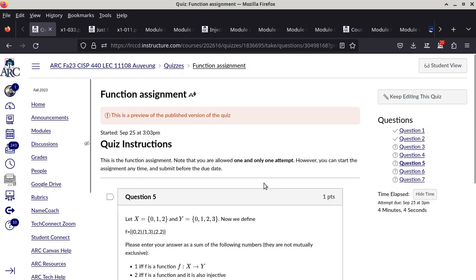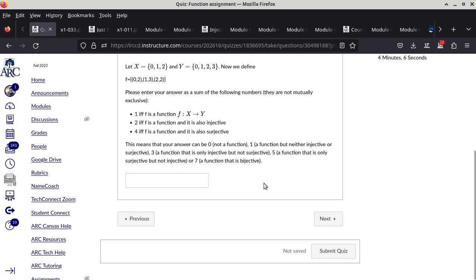And then number 5, there we go. This is a function, okay, because all elements in the domain map to one and only one element in the codomain. It is not an injection because 0 and 2 both map to the same element in the codomain, which is 2. And it is also not a surjection because 1 and 2 in the codomain are not being used. So that means it is just 1 because it's just a function.